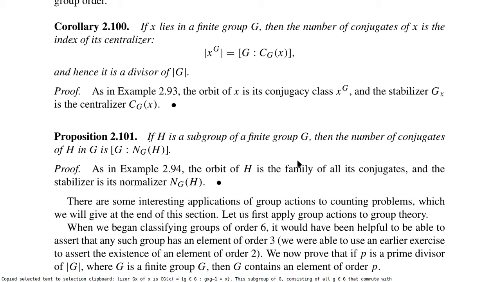And the next one is essentially just another application. If you have a subgroup instead of just an element, the number of conjugates of the subgroup is going to be the index of the normalizer.